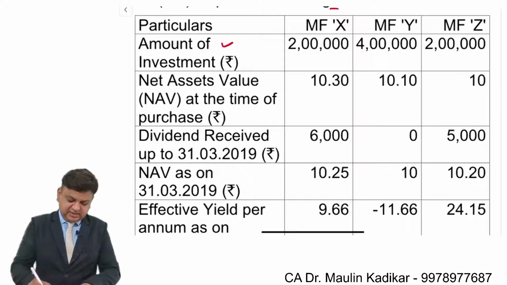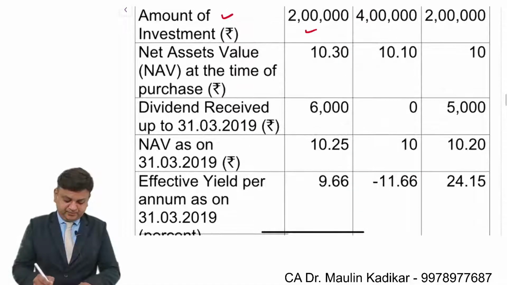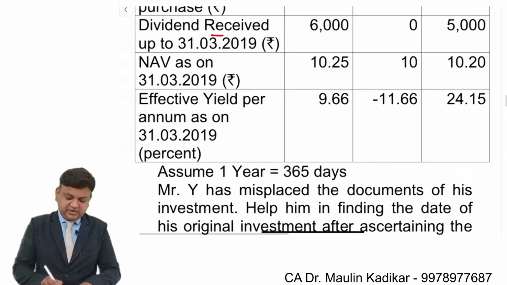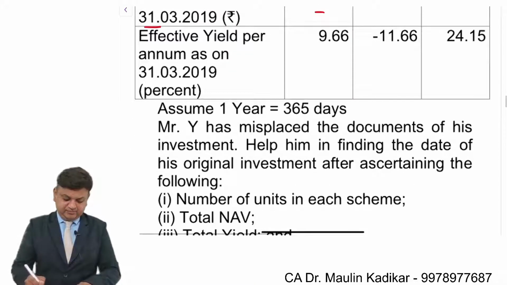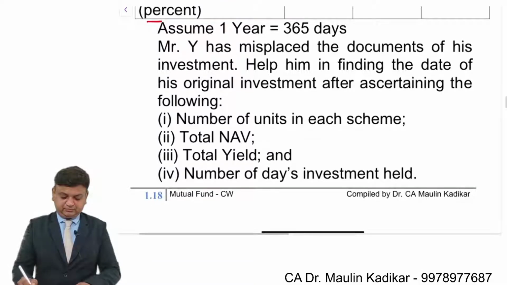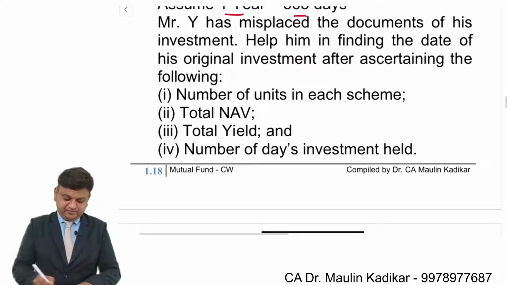Amount of investment is given, an amount of 2 lakhs. NAV at the time of purchase is given, 10 rupee 30 paise. Dividend received by end of 3 months is 6,000 rupees. On 31st of March, NAV is given 10 rupee 25 paise. Effective yield per annum on 31st of March is given in percentage term, 9.66 percent. 1 year is equal to 365 days.